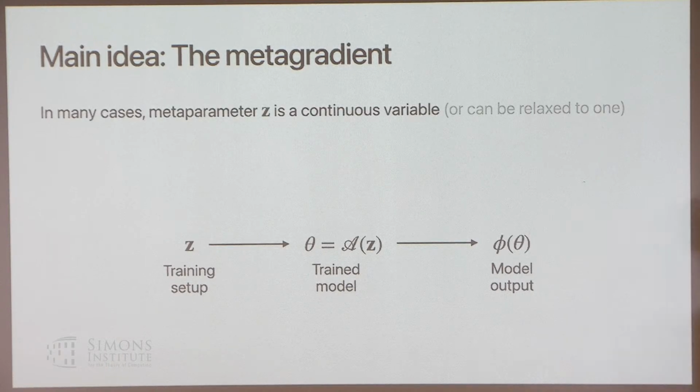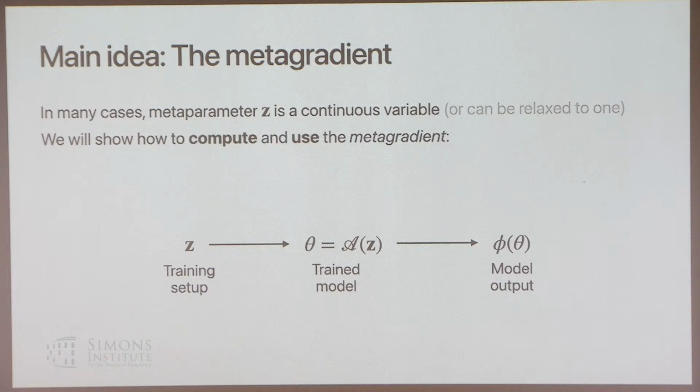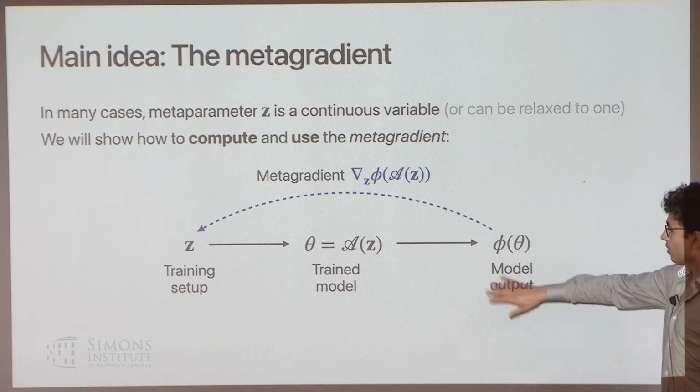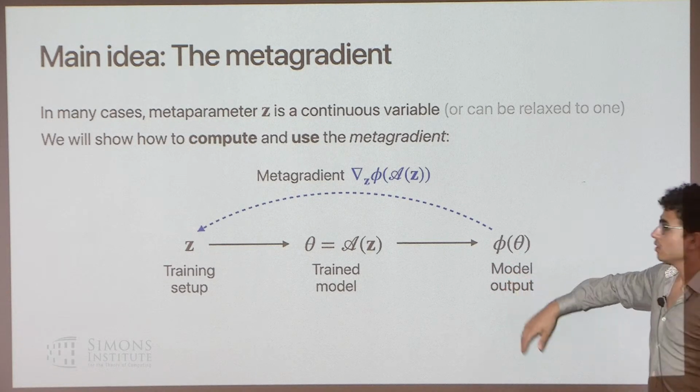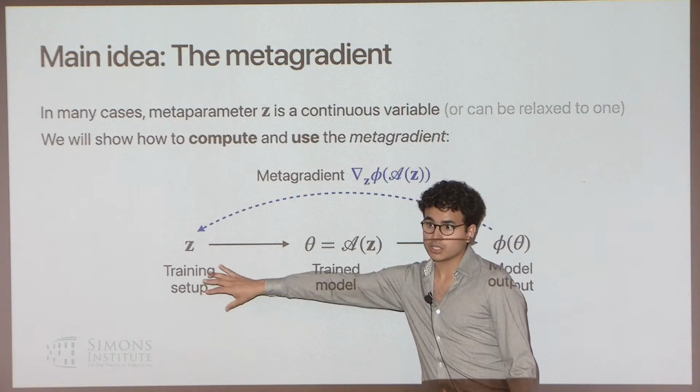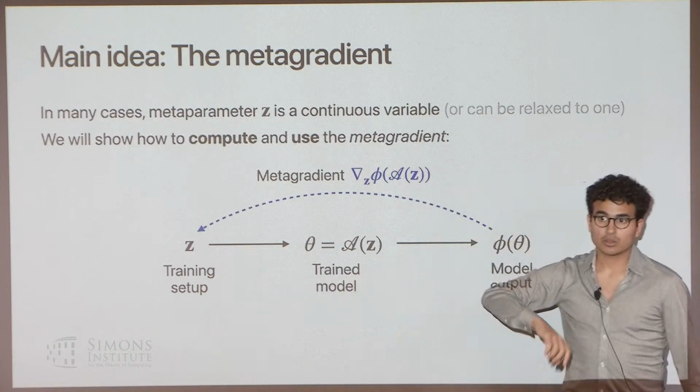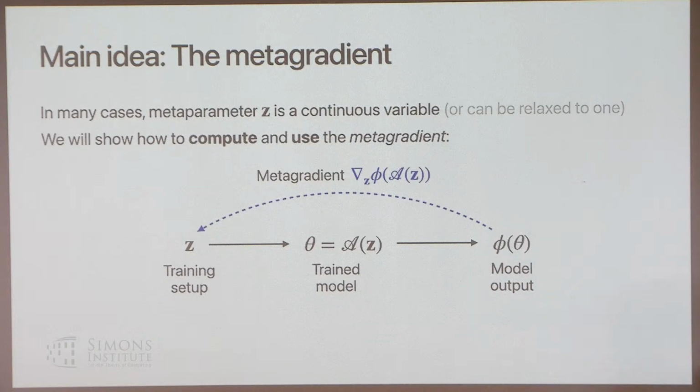Our first observation is that in a lot of cases, but not all, we can express this metaparameter z as a continuous variable. So we can do data selection, which is this very discrete thing, but we can also weight data points. And that's a nice continuous thing where we can make our z real valued. Based on that observation, we're going to show how to compute something called the metagradient, which is going to be the gradient of this final model output with respect to the initial, pre-training metaparameter z through the process of model training.